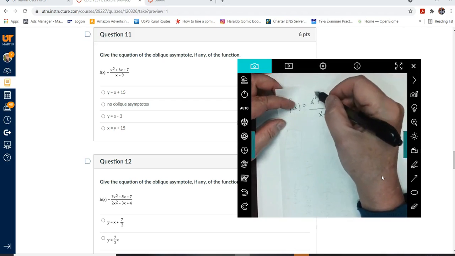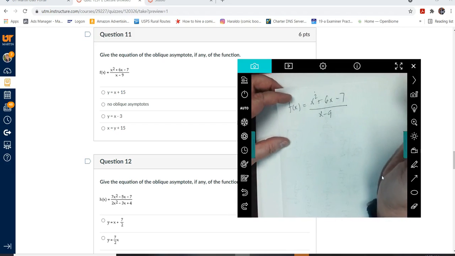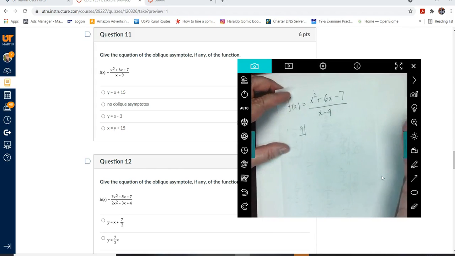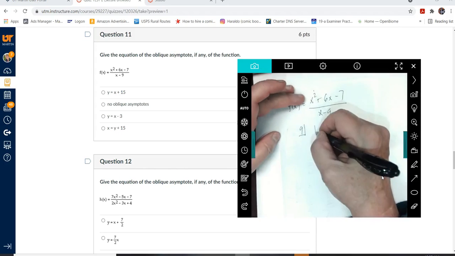We have degree 2 and degree 1. There is an oblique asymptote. So I can do this with synthetic division or long division. Synthetic division is quicker.